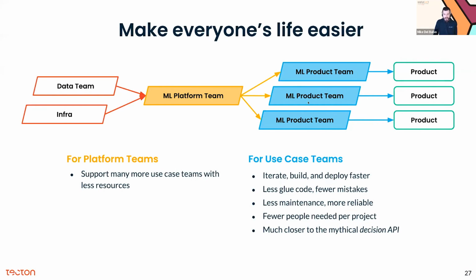For the ML product teams, it lets them iterate, build, and deploy faster. There's a lot less glue code. It makes for fewer mistakes. There's a lot less maintenance, so things become a lot more reliable. And you also need fewer people per project. It's just easier to do this work because it makes it much easier to have purview over the whole flywheel. And it gets you much closer to that mythical decision API that I was talking about at first, which is what everybody wants to get to eventually.